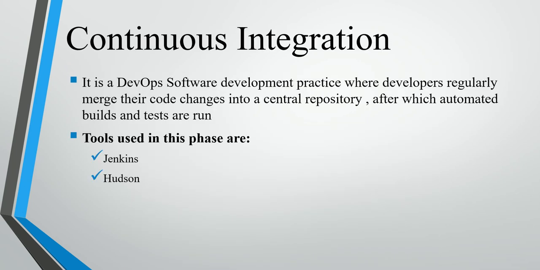And coming to continuous integration, after testing, all the tasks developed by the team members are integrated into a module with the help of Jenkins and Hudson. And this phase solves the second conflict discussed in the third slide.